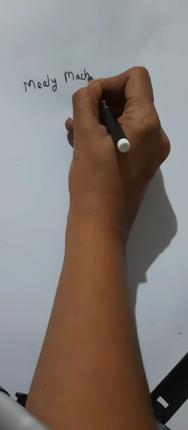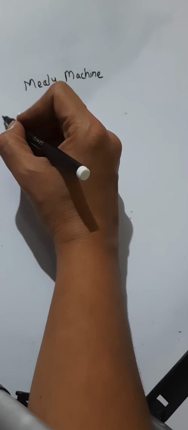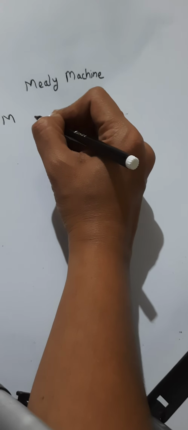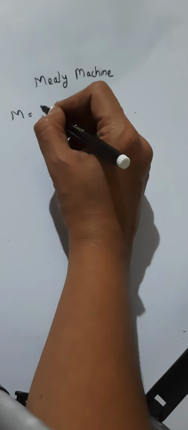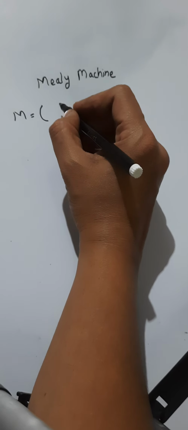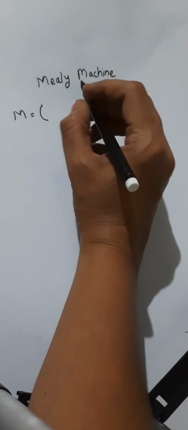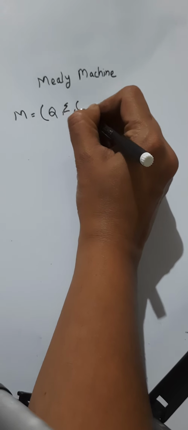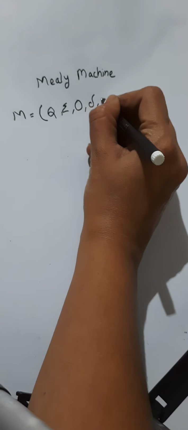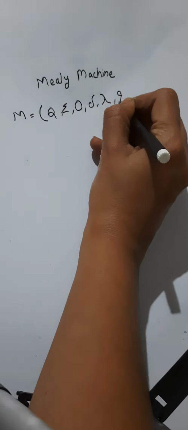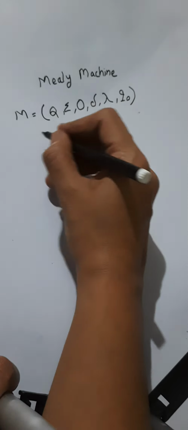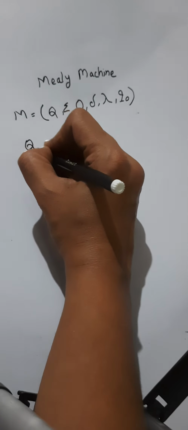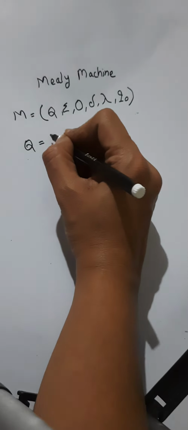So the definition of Mealy machine is defined as capital M equal to, there are total 6 tuples in a Mealy machine, that is capital Q, summation, O, delta, lambda and Q0, where capital Q is nothing but a set of finite states.